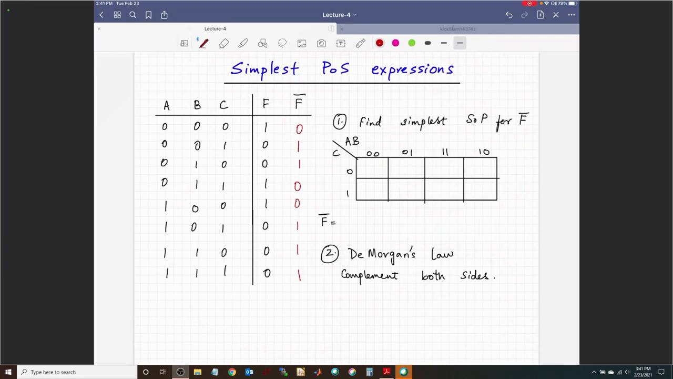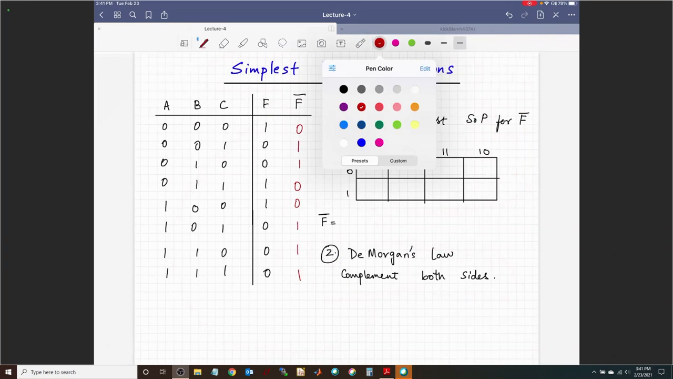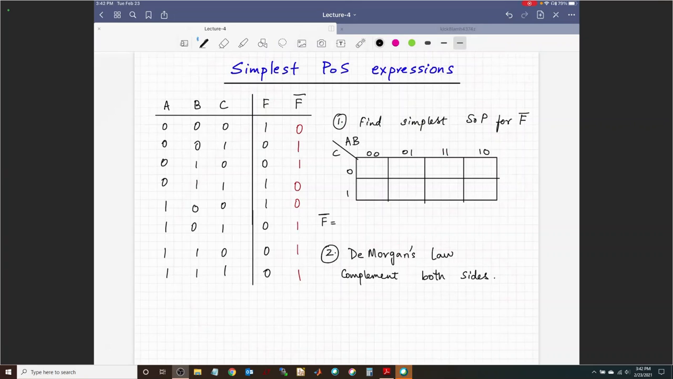So let's see. Where do I have the zeros? It looks like I have 0, 1, 1, 0, 0, 1, 1, 1.